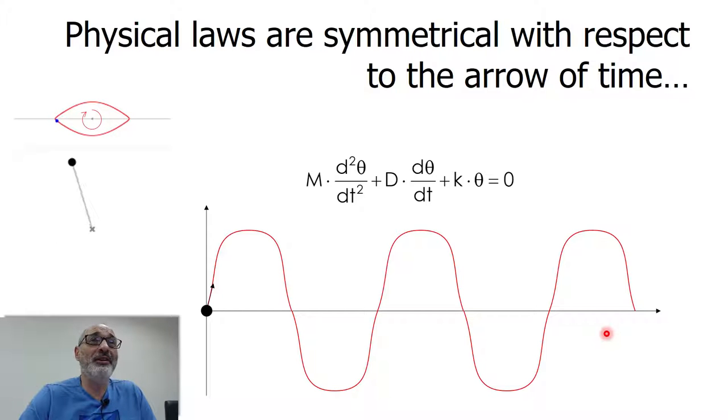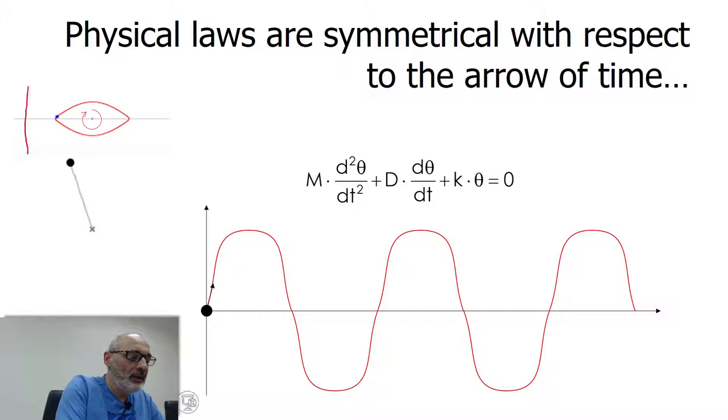First, we start by recognizing that the physical laws are symmetrical with respect to the arrow of time. What do I mean by arrow of time? Say, for instance, or consider for a moment a pendulum, as it's shown here. So you have the pendulum, there's no friction, okay? So it's going to stay forever in this cycle, okay? There's no friction. And this cycle, you can represent it in this graph here, okay?